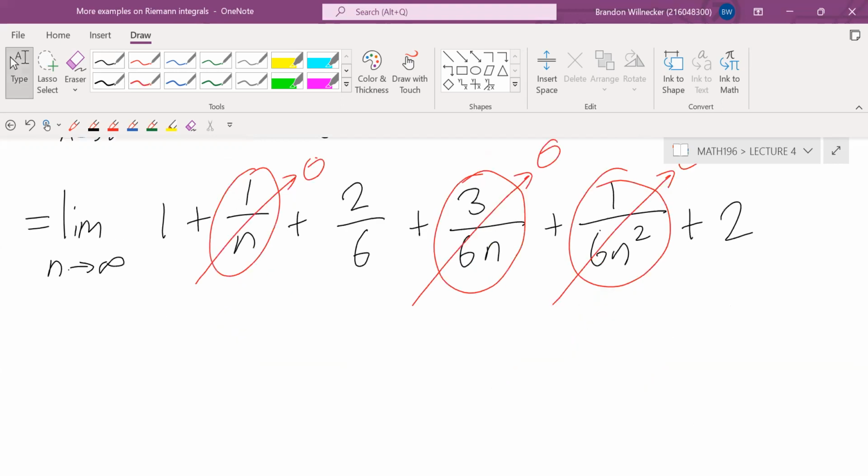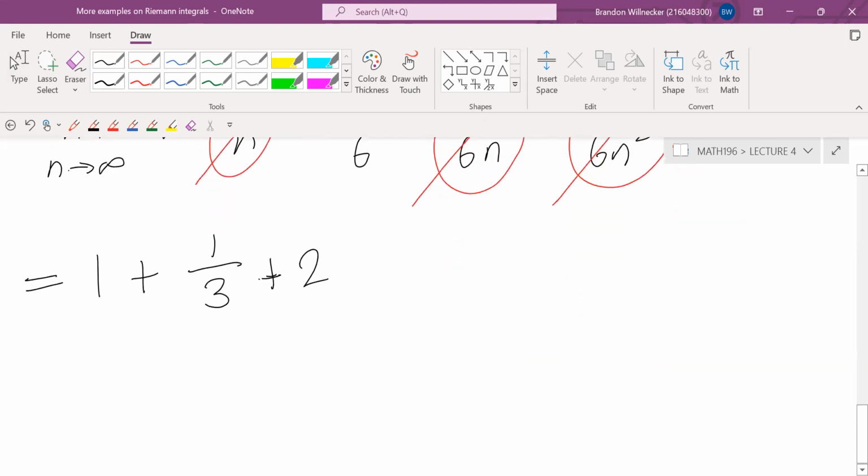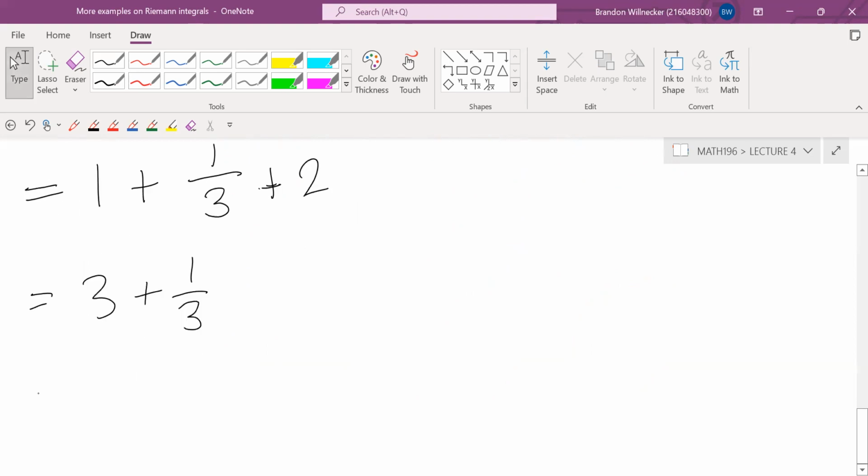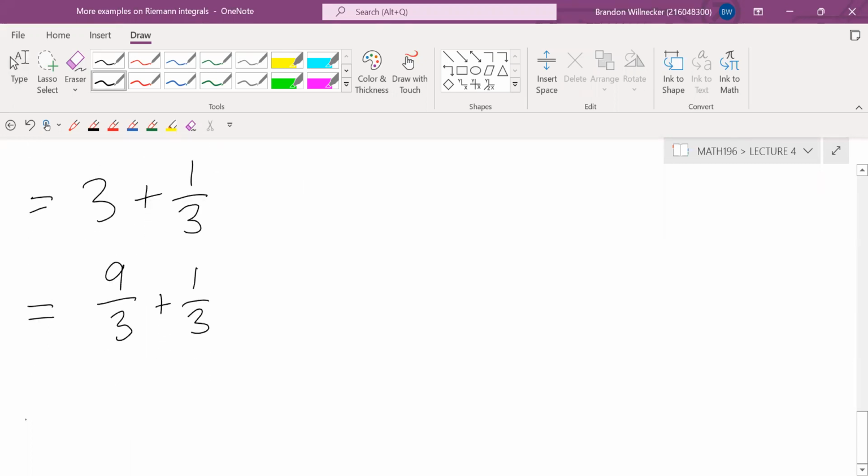So what's left over? We have a 1 plus 2 over 6, we can write that as 1 over 3, and plus 2. Okay, so we've got 3 plus a third. We can get a common denominator of 3. So that's going to be 9 over 3 plus 1 over 3. So that's just going to give us 10 over 3. Yeah, and that's our final answer for the area.